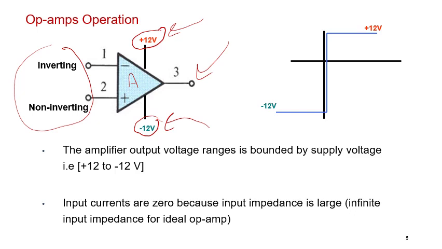For the operational amplifier, it's assumed that it's not taking current. The current to its input is almost zero, because it's assumed that its input resistance is extremely high. That's why it takes no current.